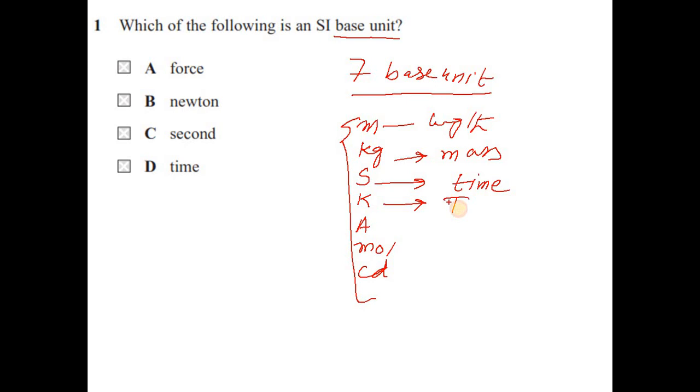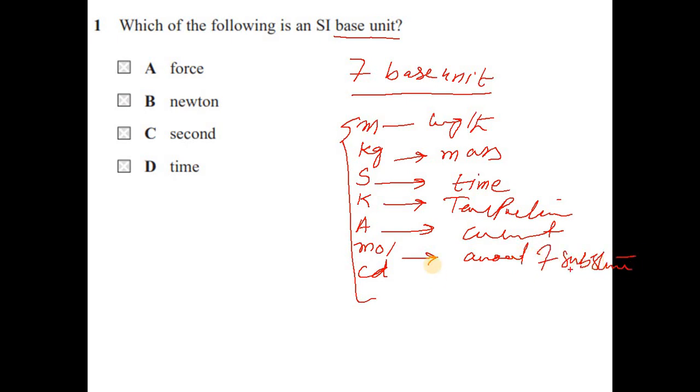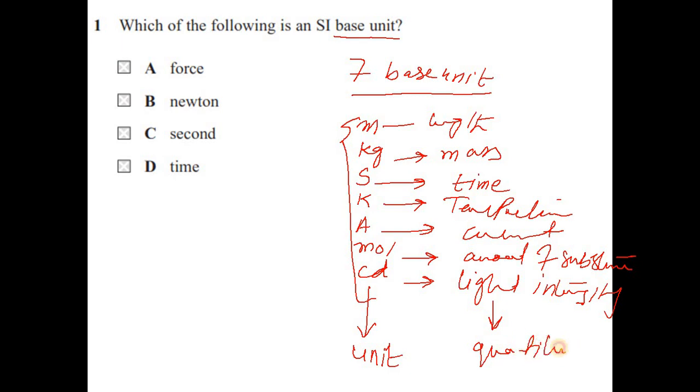K is for temperature, A is for current, mole is for amount of substance, and CD is candela. This is light intensity. So if you memorize this list, these are the 7 base units and these are the 7 base quantities, and other than these, all are SI derived quantities.